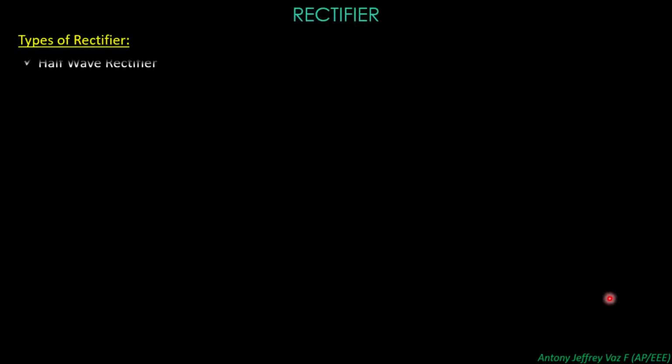So there are about three types of rectifiers. The first type is the half-wave rectifier. The second one is the full-wave rectifier. And the third one is the bridge rectifier.